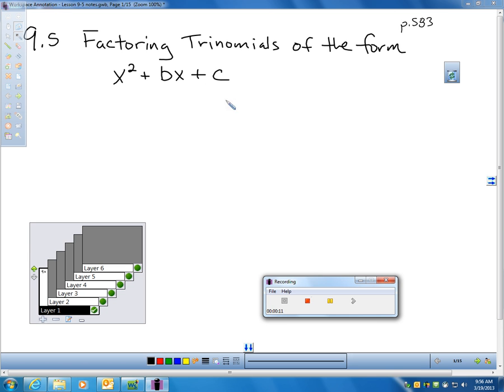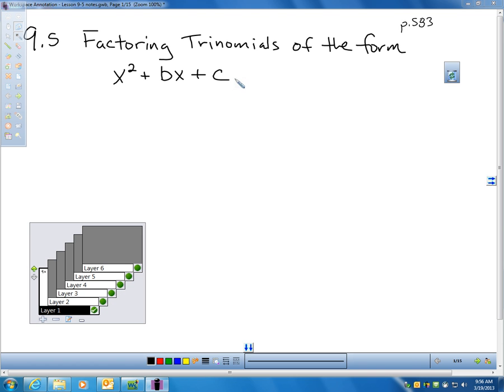Now, we practiced this with algebra tiles in the introduction to section 9.5. And what we're going to learn today is how we can actually factor these without having to take out algebra tiles and make a rectangle out of it and get that arrangement. There's probably some patterns you might have noticed with the algebra tiles that will apply to today.